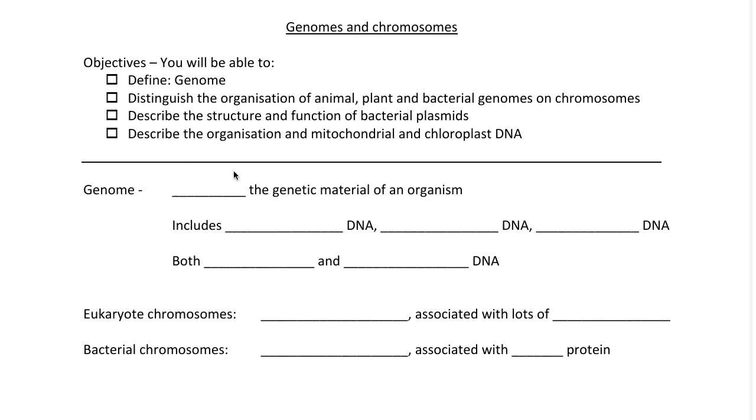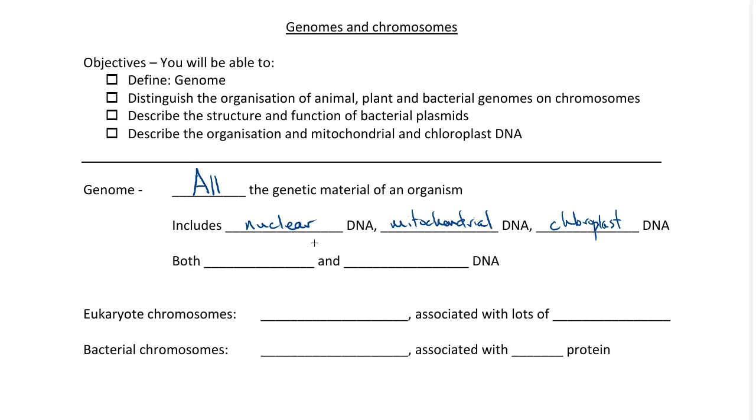This lesson's on genomes and chromosomes. First, let's define genome. Genome means all the genetic material in an organism. So it includes the DNA in the nucleus, the nuclear DNA, the mitochondrial DNA, the DNA in the mitochondria, and if we're talking about a plant, it refers to the chloroplast DNA as well. And we could be more specific if we wanted to.